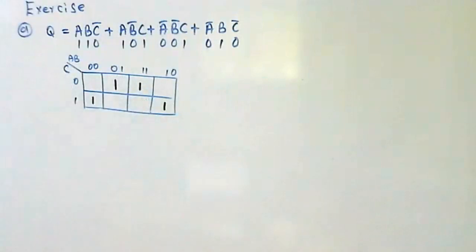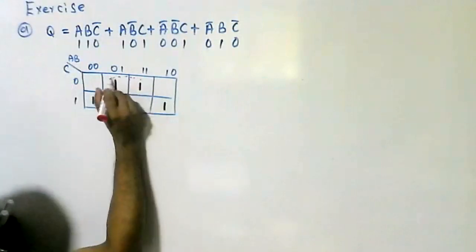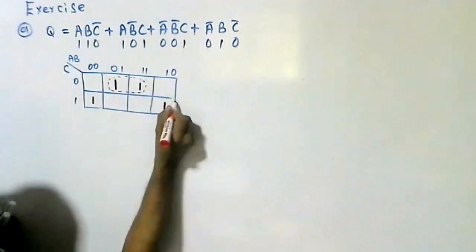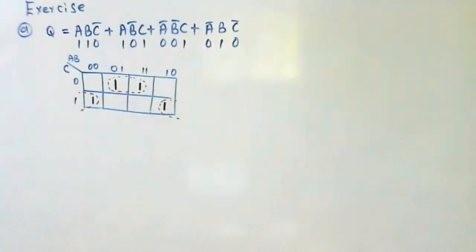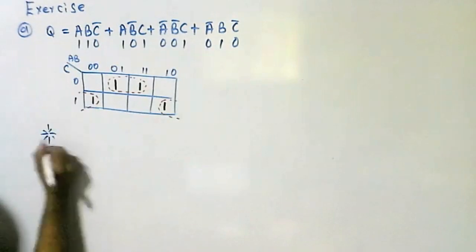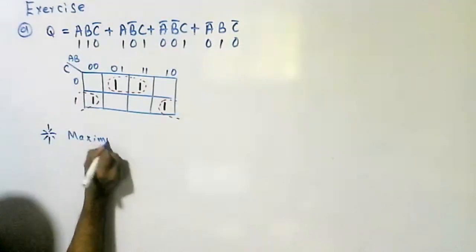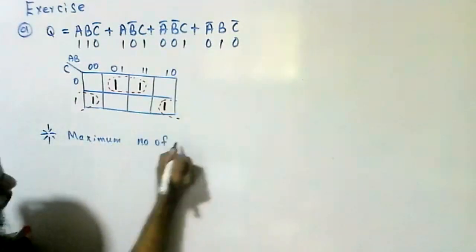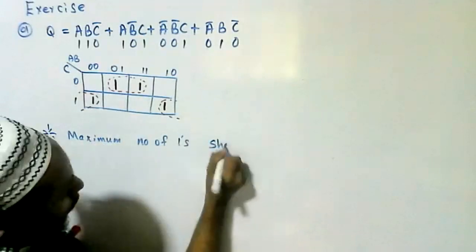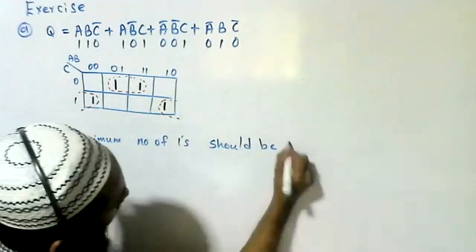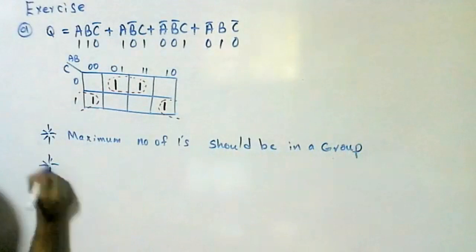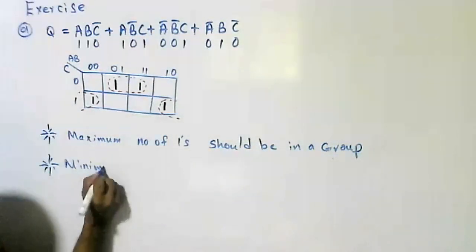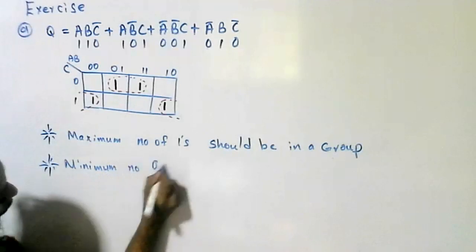Then how can we group it? We can group it like this. And here we can group it like this. Two groups. A basic rule of corner maps, you know: maximum number of ones should be in a group, and minimum number of groups.